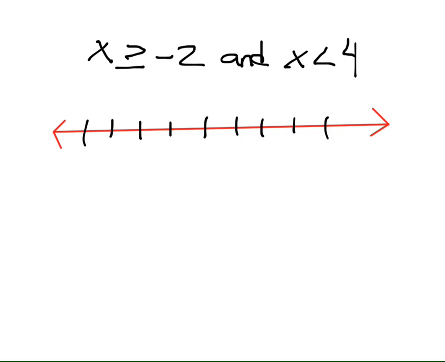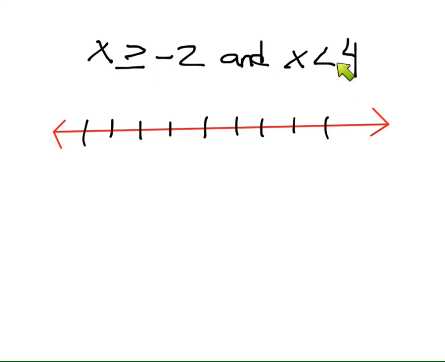x greater than or equal to -2 and x less than 4. So let's just think of quick answers off the top of my head. Would 0 work for this problem? Is 0 greater than or equal to -2 and less than 4? Yes, it works for both, because 0 is greater than or equal to -2 and it's less than 4. So 0 would be an answer. Like 1 would be an answer. But would 20 be an answer? No. 20 is greater than or equal to -2, but it's not less than 4.